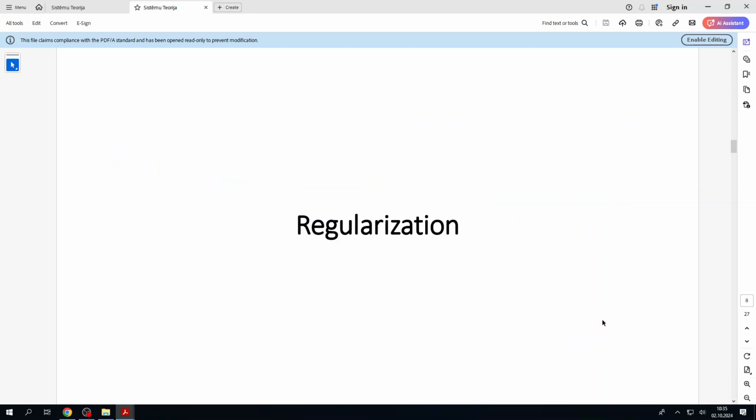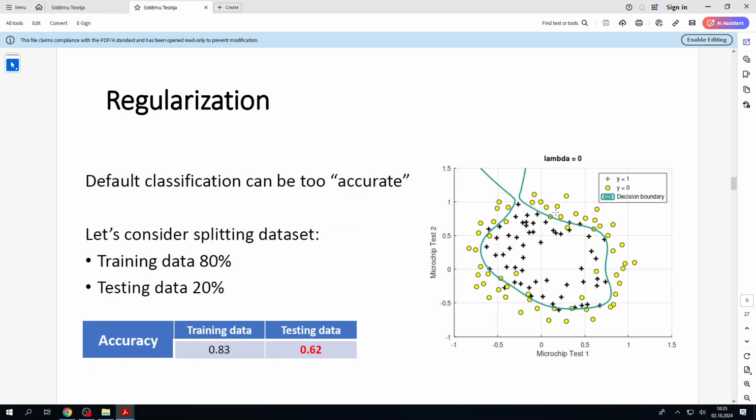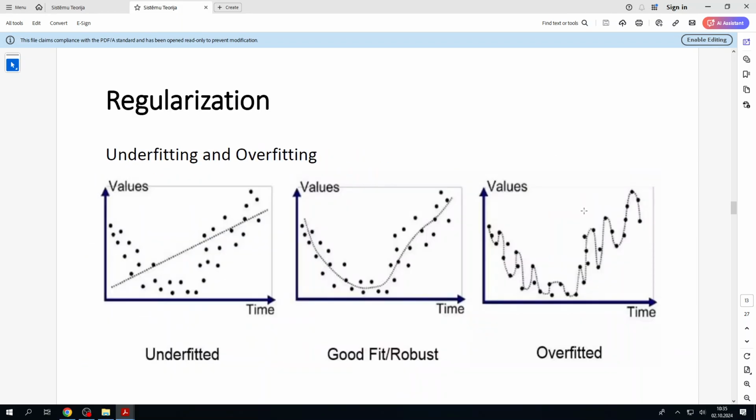Now let us add some additional parameter to overcome situations when your model will be trained too well, too good to be true. So why is that becoming a problem? I'm going to scroll down a little bit and let's see an example.